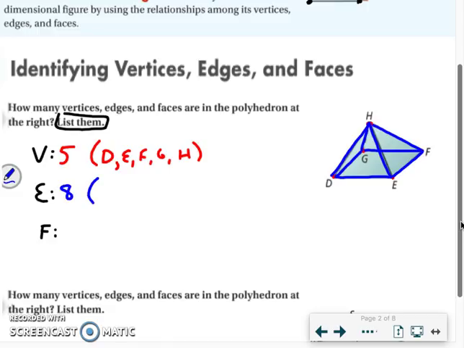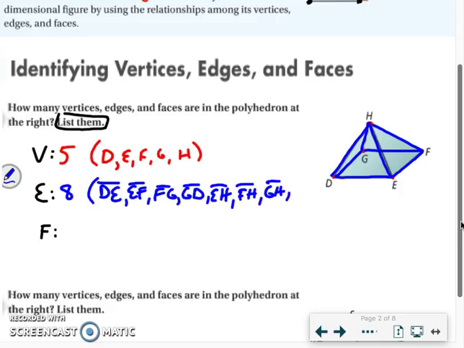So we could list those as well in the way we just had done it. So you can go around the bottom first. We have D, E, E, F, F, G, and G, D on the bottom. And then we have E, H going to the top. We have F, H going to the top. We have G, H, and D, H. And again, you can have any of those letters reversed if you want.